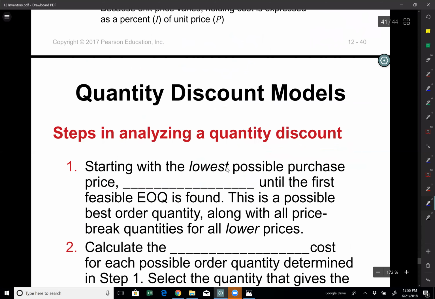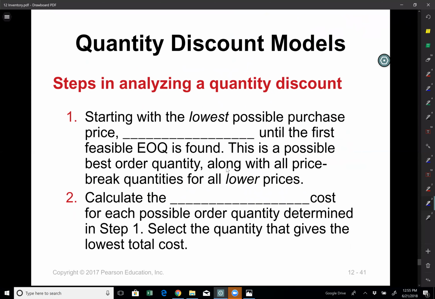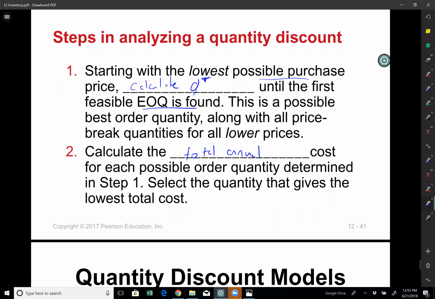So these are the steps of quantity discount models. First, we start with the lowest possible purchase price, and then calculate the Q star, the optimal order quantity, until the first feasible EOQ is found. This is a possible best order quantity, along with all price break quantities for all lower prices. Then we calculate the total annual cost, and then select the quantity that gives the lowest total cost.